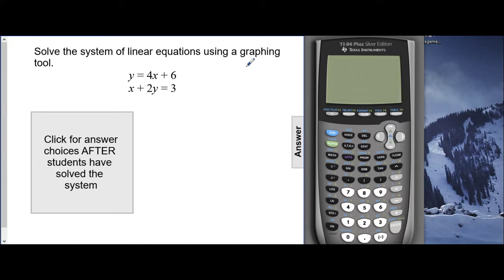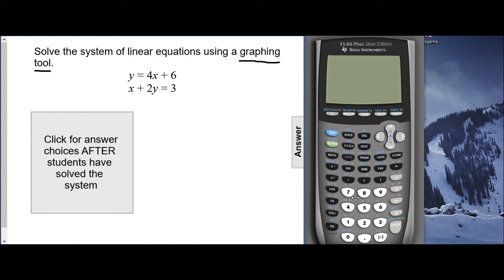Solve the system of linear equations using a graphing tool. So when you see graphing tool, you want to think of something like a graphing calculator or an online resource to help us graph these two lines without having to do it by hand. Now, a graphing calculator is the first thing that comes to mind.